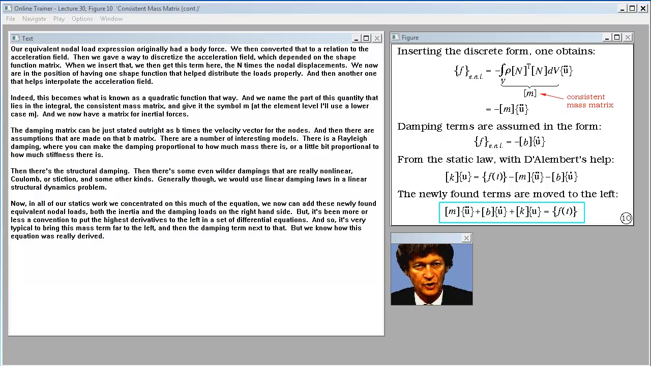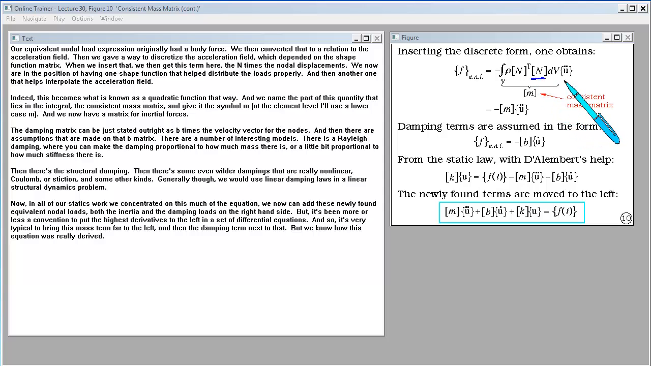Our equivalent nodal load expression originally had a body force. We then converted that to a relation to the acceleration field. Then we gave a way to discretize the acceleration field, which depended on the shape function matrix. When we insert that, we then get this term here, the N times the nodal accelerations. We now are in the position of having one shape function that helped distribute the loads properly, and then another one that helps interpolate the acceleration field. Indeed, this becomes what is known as a quadratic function that way. And we name the part of this quantity that lies in the integral the consistent mass matrix, and give it the symbol M. At the element level, I'll use a lowercase m. And we now have a matrix for inertial forces.